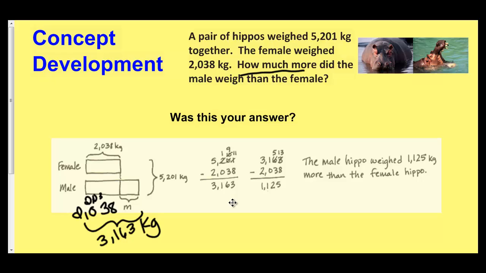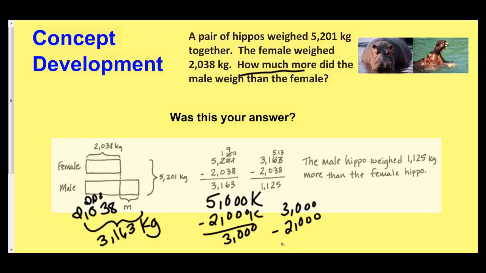I want to see if I can use estimation to see if this makes sense. So together they weighed about 5,000. The female weighed about 2,000 kilograms. So that means that the male weighed about 3,000 kilograms. Let's see how much more that is. So 3,000 minus the 2,000 that the female weighs is 1,000 kilograms. So my estimate would be that the male weighed about 1,000 kilograms more. And that's pretty much what I got.